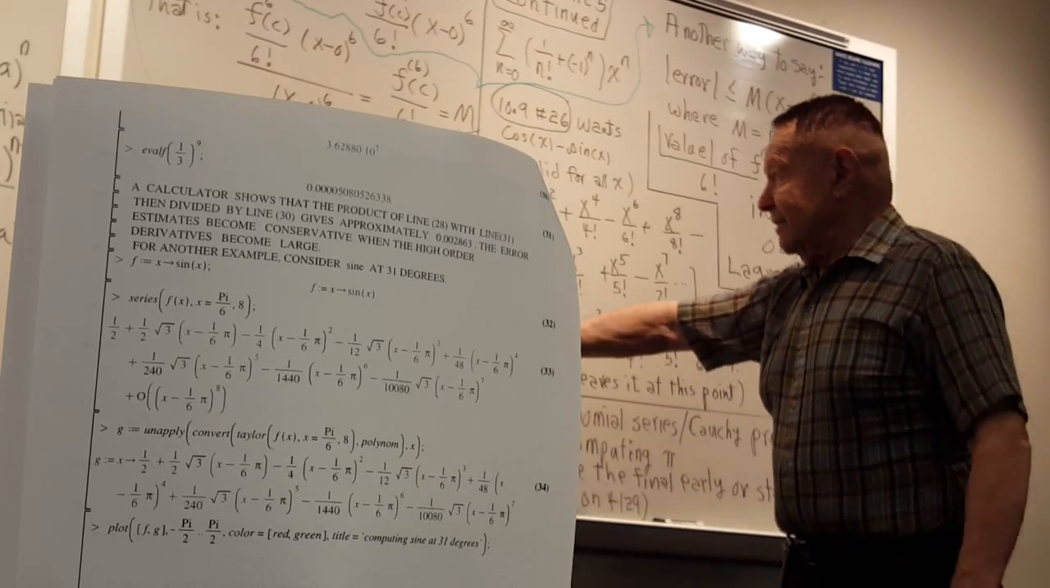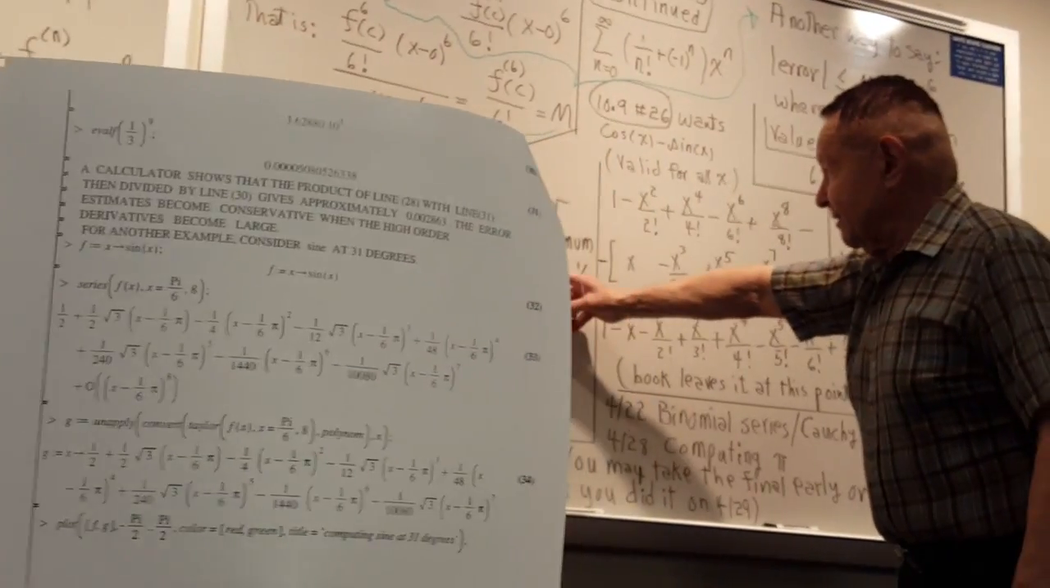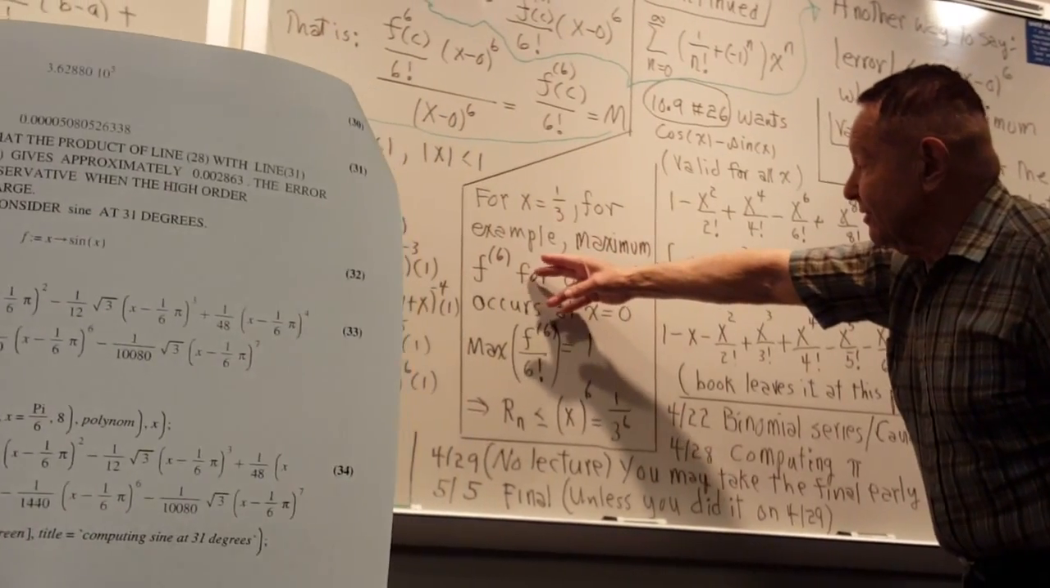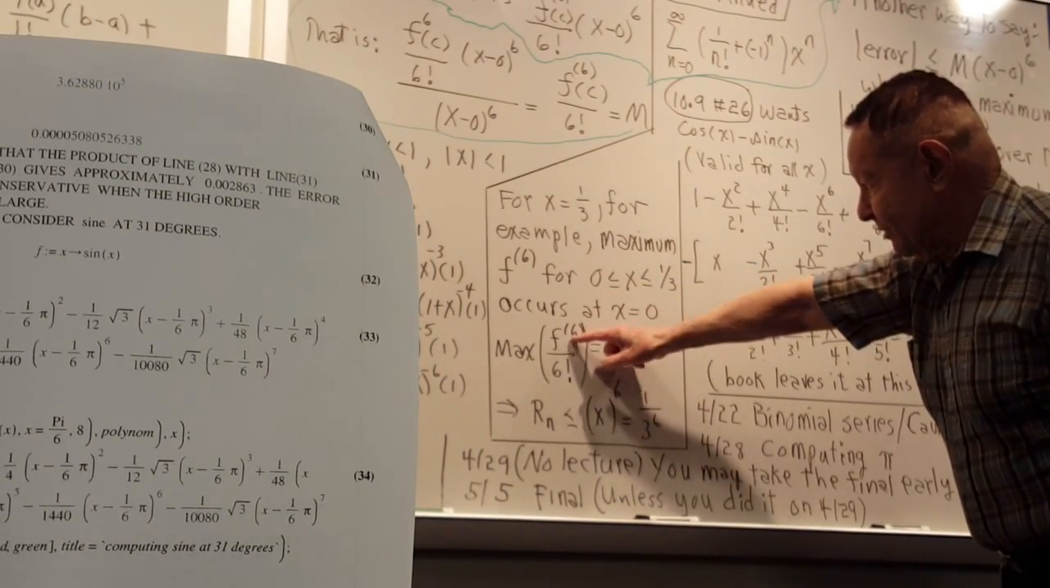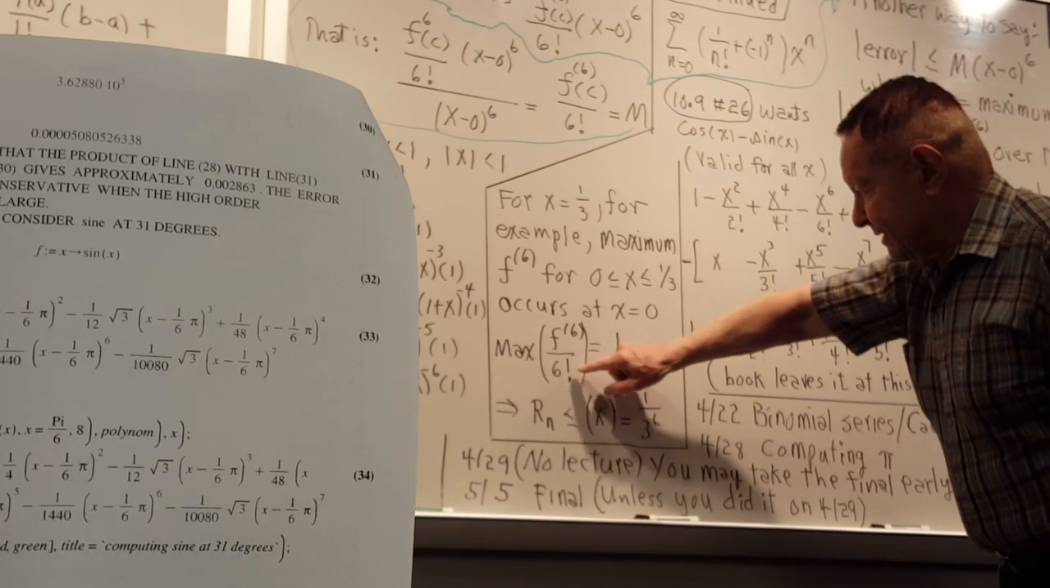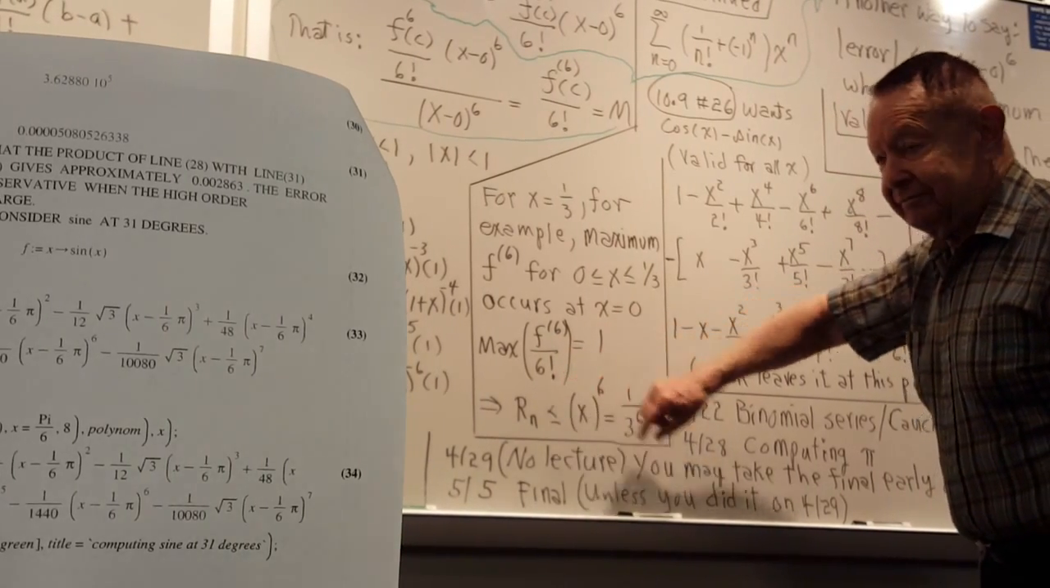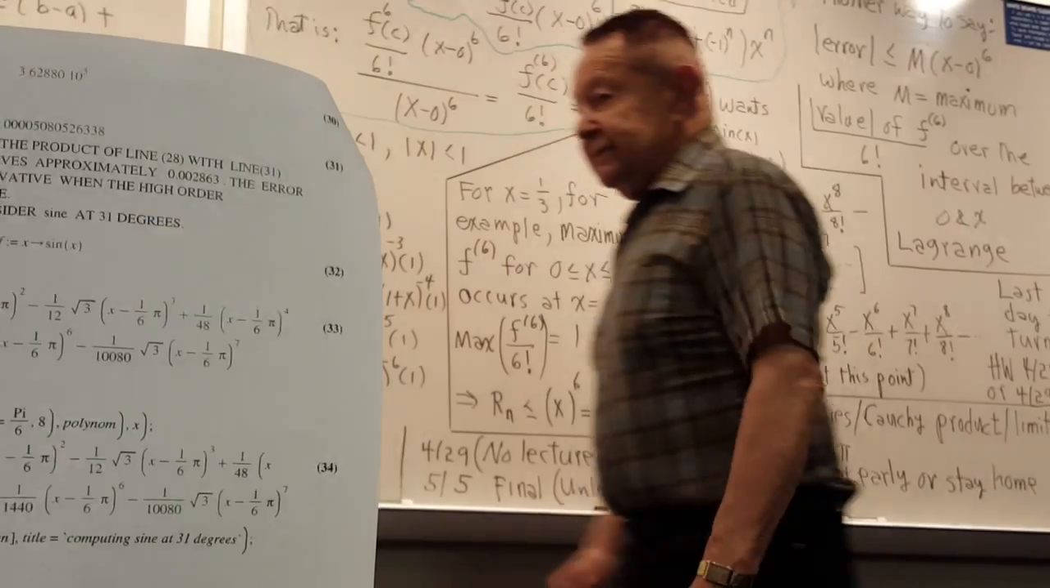See, the maximum back here with the logarithm would be the nth-order derivative over that number factorial.